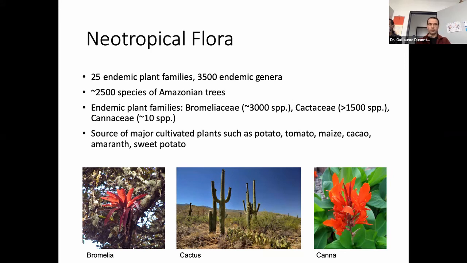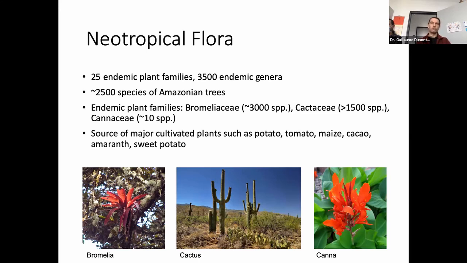We have several endemic plant families, just a few to mention here: the Bromeliaceae. You may use them in your living room as a plant. I think the pineapple is part of this. The Cactaceae: if you think about a cactus, if you see it growing elsewhere, it is invasive. Cactaceae are endemic to the Americas.